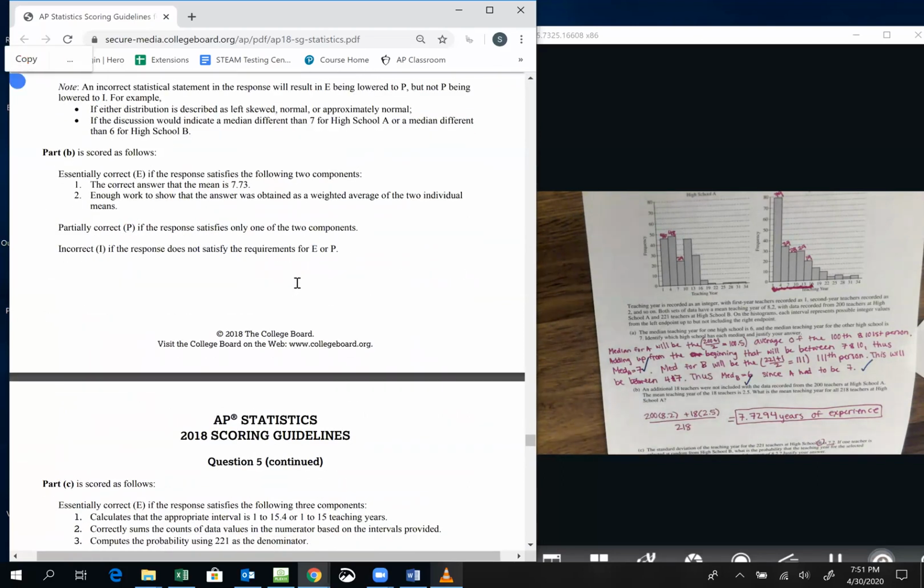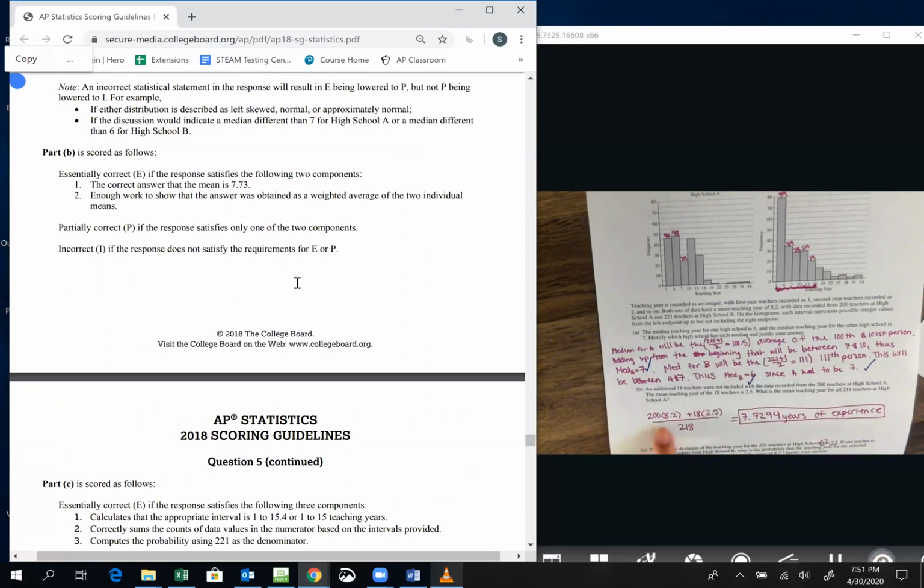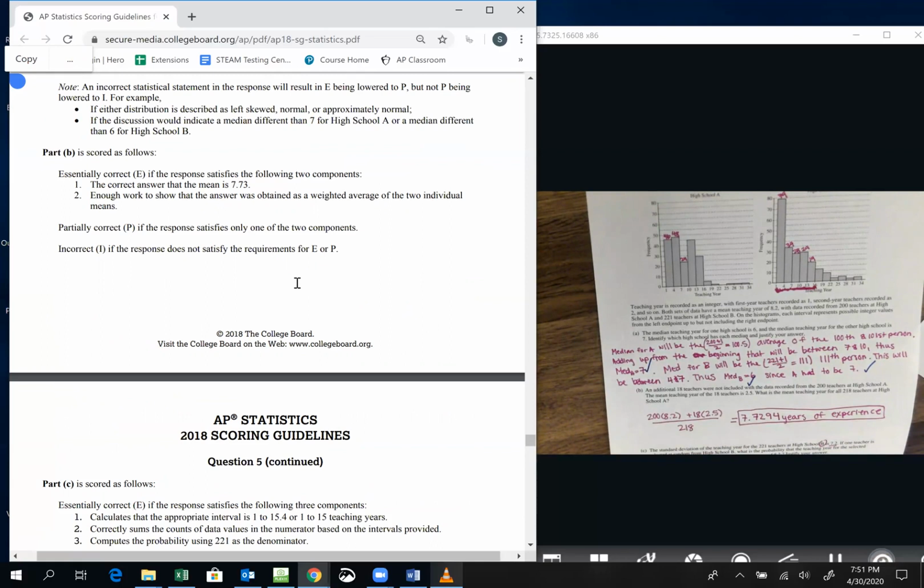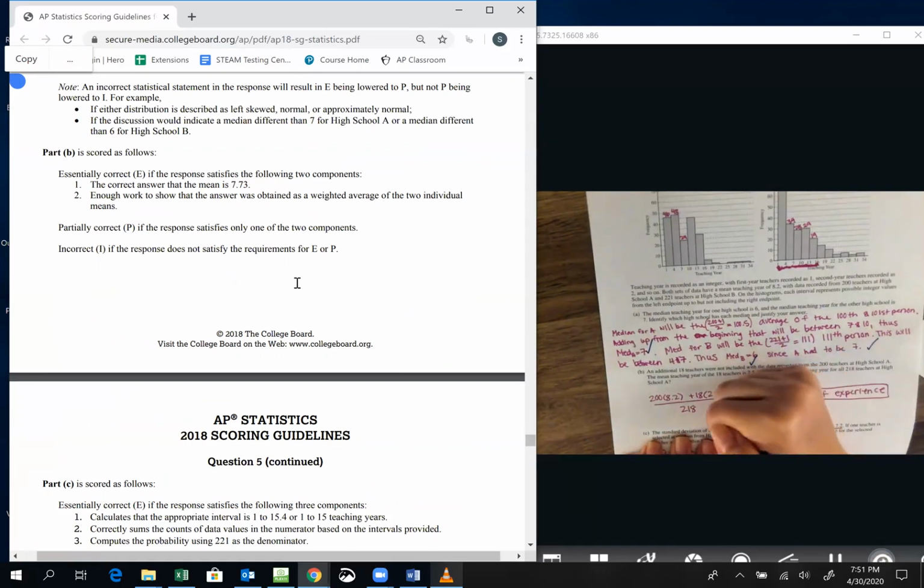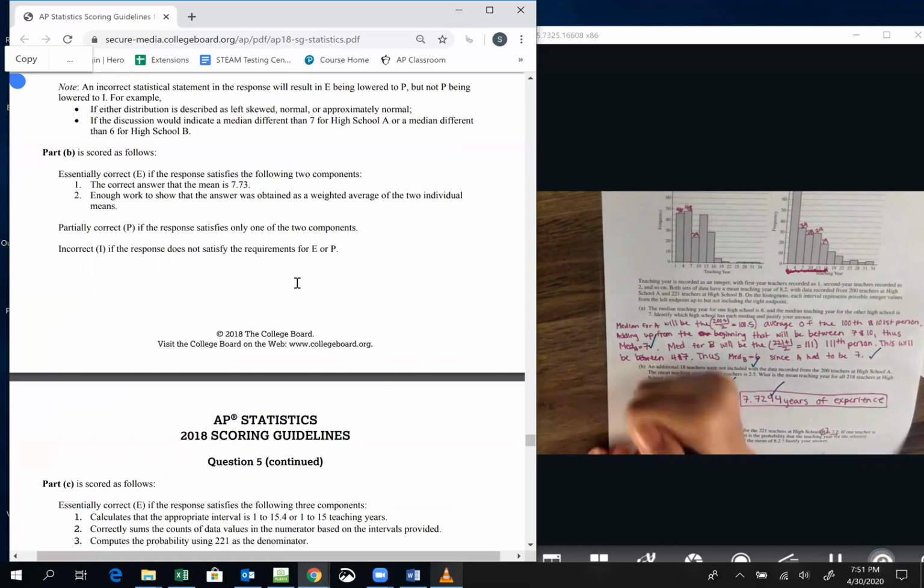Part B should have gotten 7.73 or 7.7294 years of experience. It's a weighted average, so you take the 200 that had an average of 8.2 plus the 18 that had an average of 2.5 divided by 218. So here I got the right answer, and enough work is shown. Essentially correct. Partially correct if you add one of the 2 components. Part C.